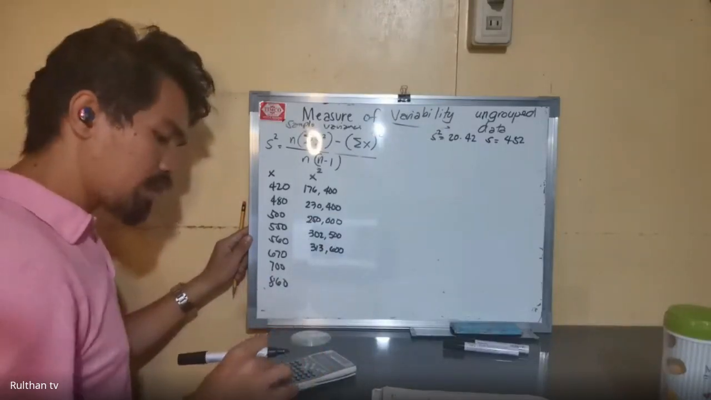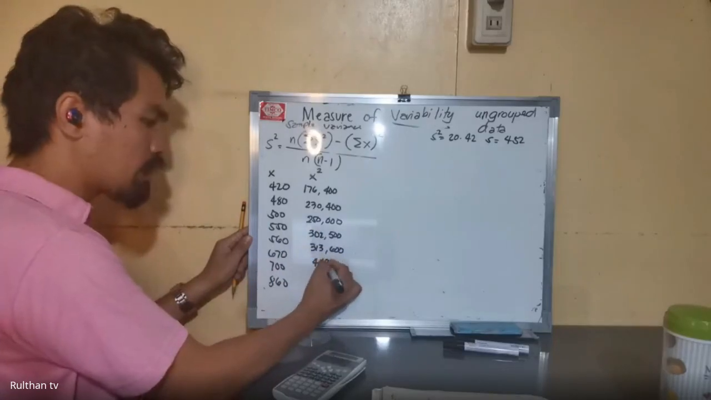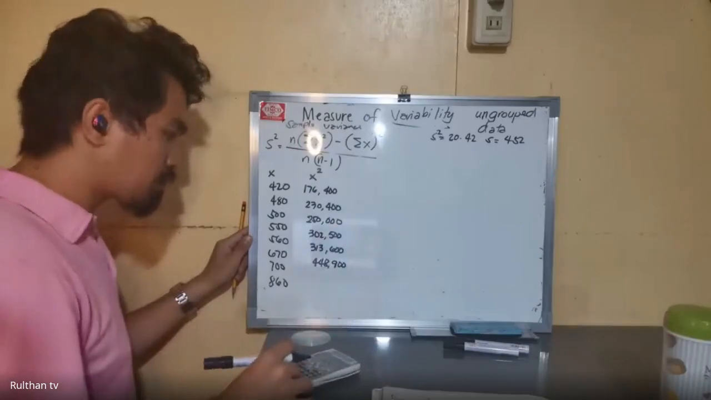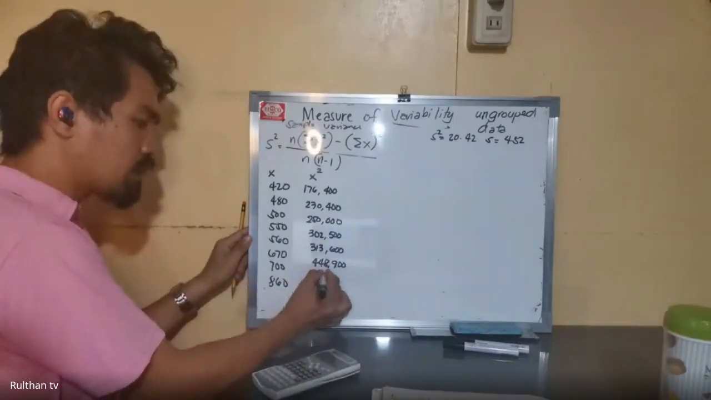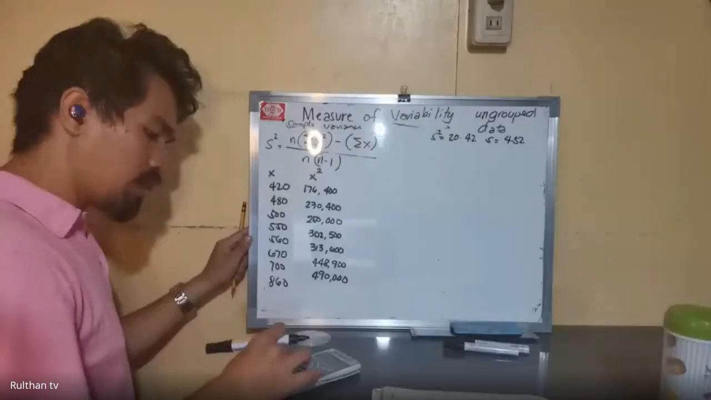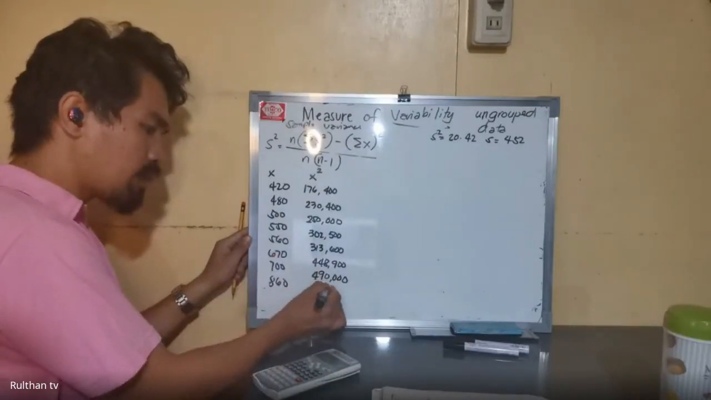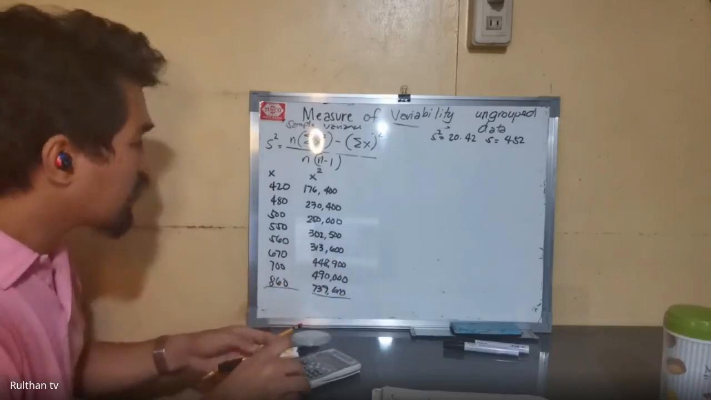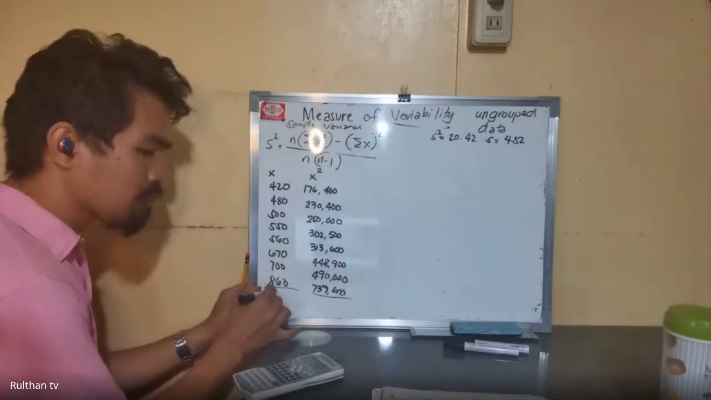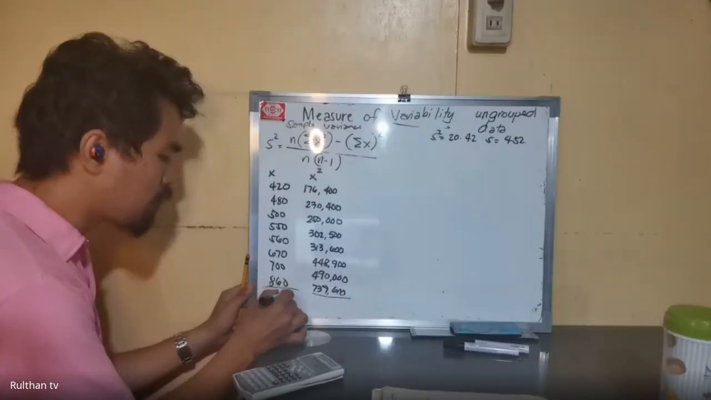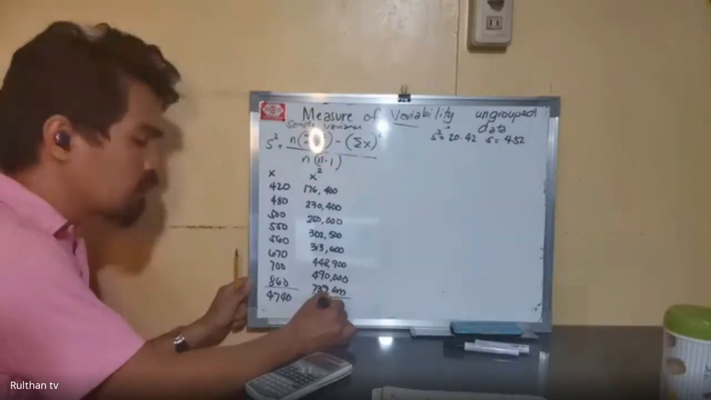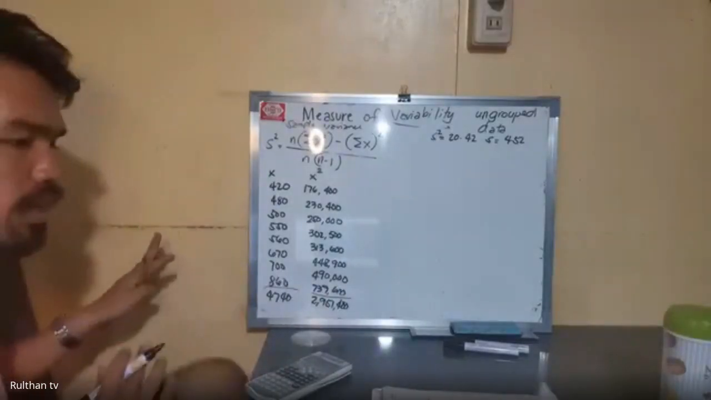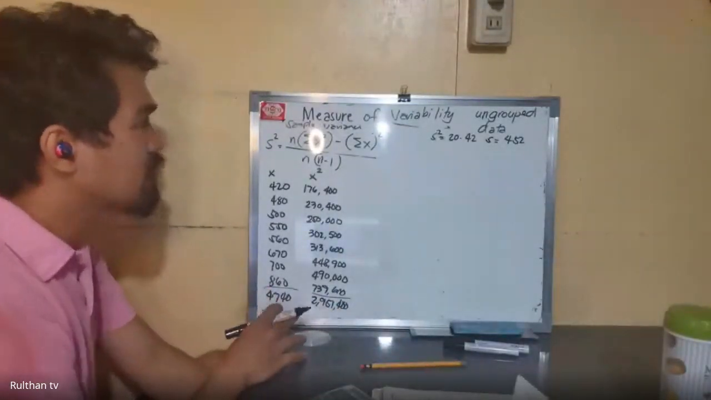We have 670 squared, 448,900, and 700 squared is 490,000, right? Yes, sir. And 860 squared is 739,600. Okay, we have this one, and the next thing we'll do is get the summation here and here. The summation of this one is 4,740. What about the other side? 2,951,400. Now, since we have this already, the next thing that we will do is substitute in our formula.